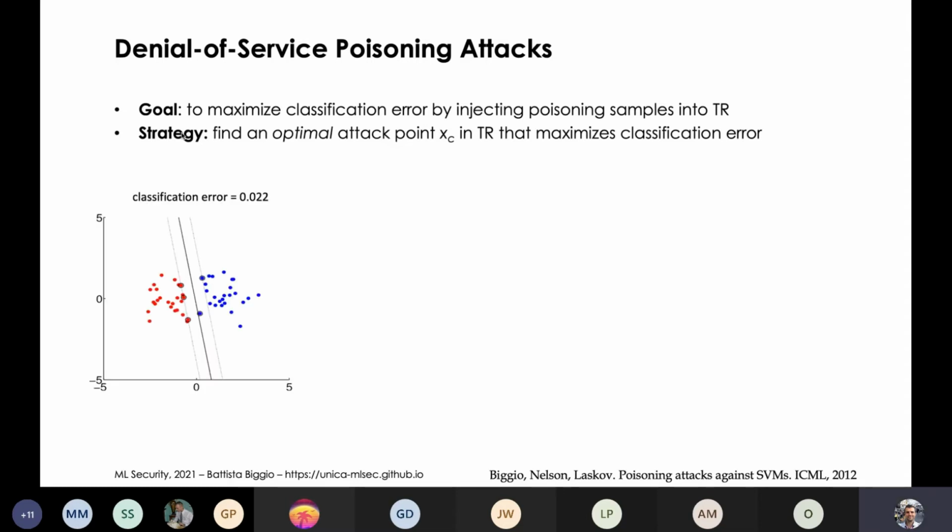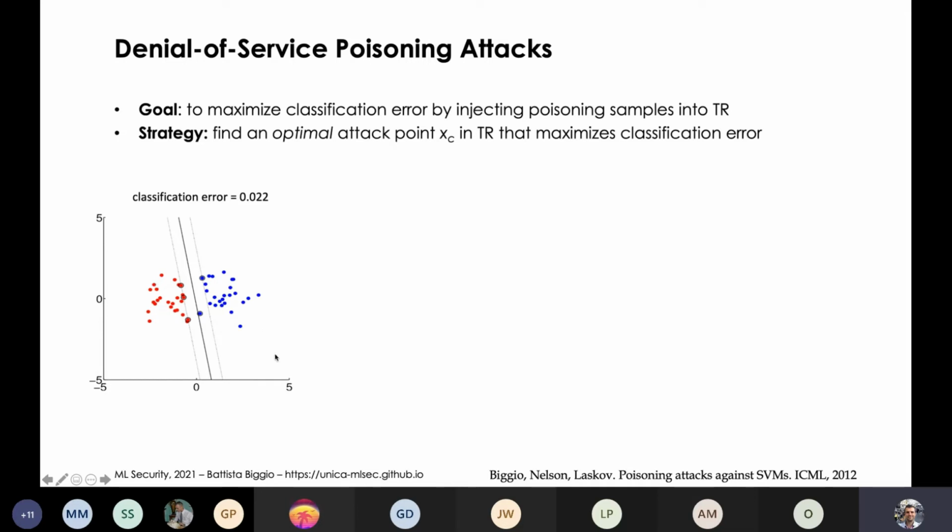I'll give you an example on a simple 2D case here. Let's say you have this linear SVM. What you see here is a two-dimensional training set. The red and the blue points are your training data. And for this classifier, the classification error is 2%. But remember that the classification error is measured on a separate test set.